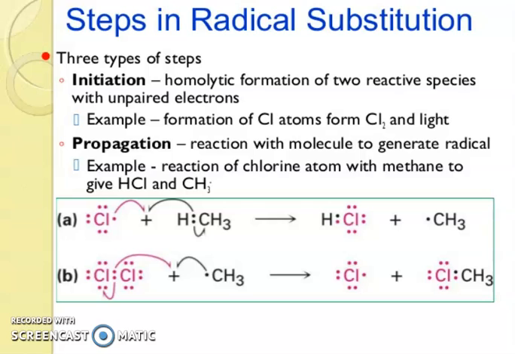So, steps in radical substitution, three types of steps. Initiation, homolytic formation of two reactive species with unpaired electrons. For example, formation of a chlorine atom from Cl2 on light. Propagation, reaction with a molecule to generate radicals. Example, reaction of a chlorine atom with methane to give HCl and a methyl radical. So you can see in this example.